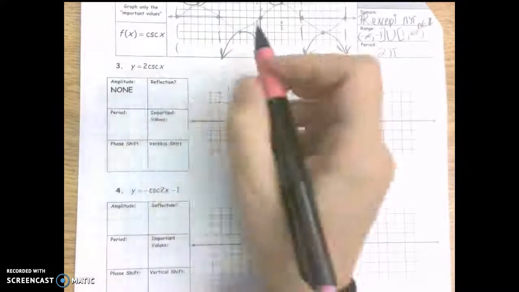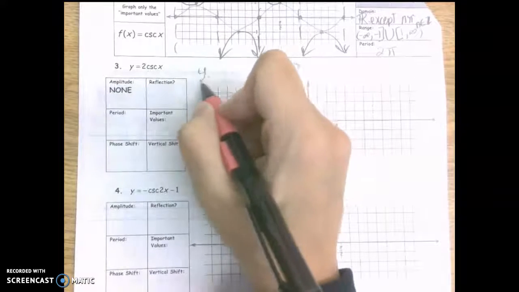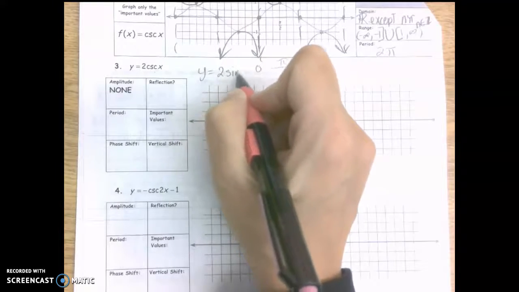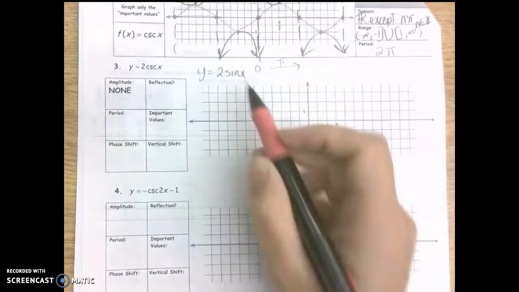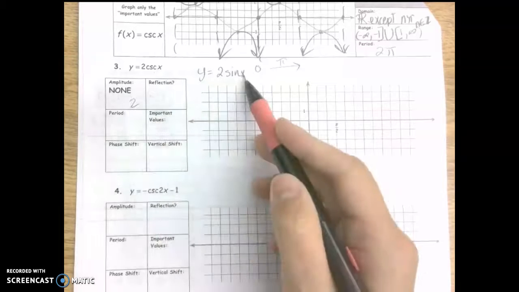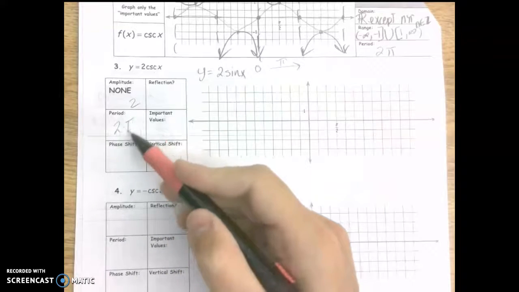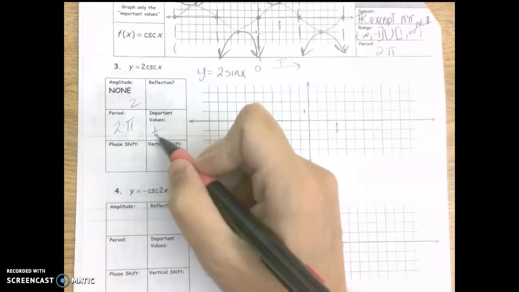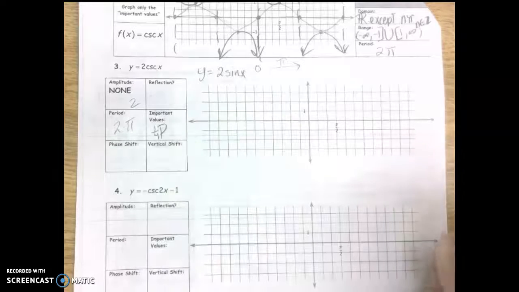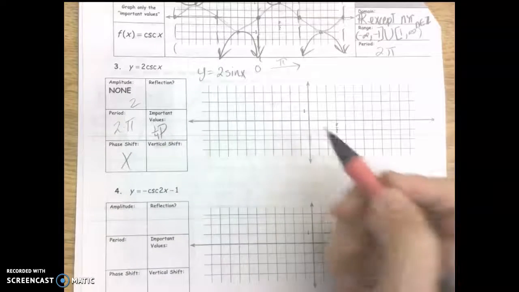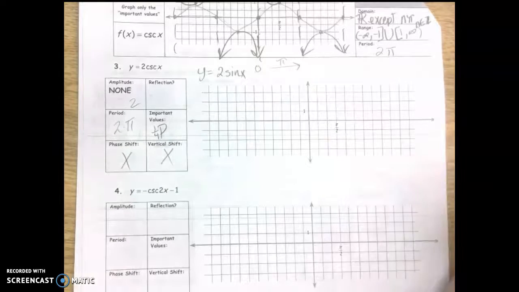Okay, y equals 2 cosecant x. I'm going to graph y equals 2 sine of x. 2 is going to be my amplitude, no reflection. The period is 2 pi, and all important values are at a quarter period of pi over 2. There is no phase shift. There is no vertical shift.